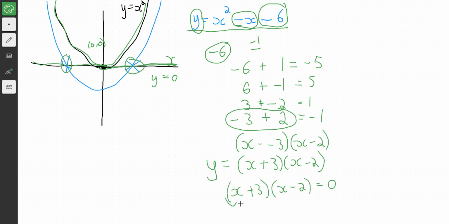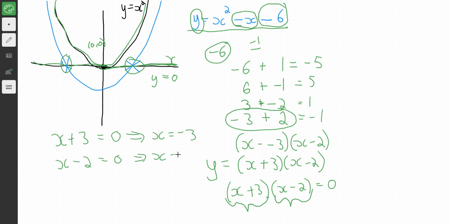So now we've got two brackets multiplied together to make 0. And when we multiply two things together and the answer is 0, we know that one of those things is 0. So what we know is either x plus 3 equals 0 from this bracket, or we know that x minus 2 equals 0 from this bracket. If we go ahead and take 3 off both sides of this top expression, we get x equals minus 3. And if we add 2 to both sides of this expression, we get x equals 2.